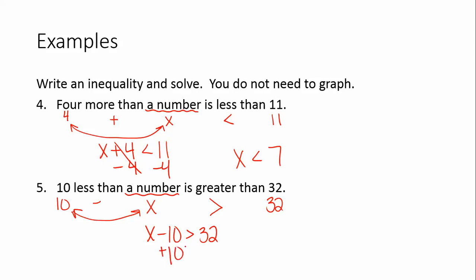We're going to add 10 to both sides, and that's going to give us x is greater than 42 for our answer. So again, a point for the inequality and a point for the solution. Same thing with number 4, a point for the inequality and a point for the solution.